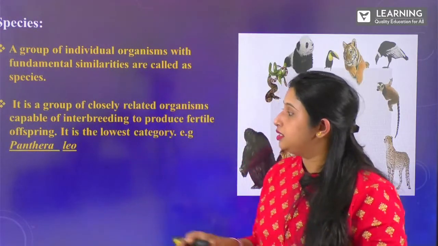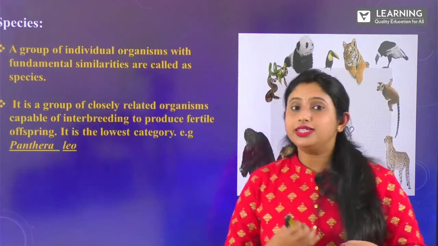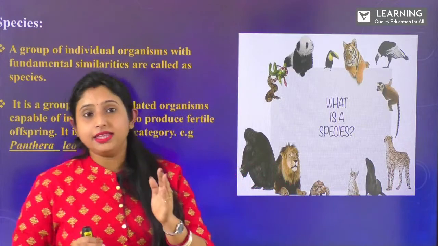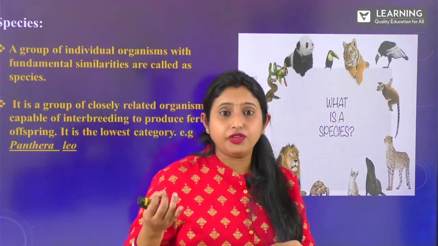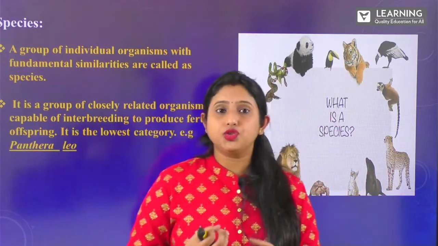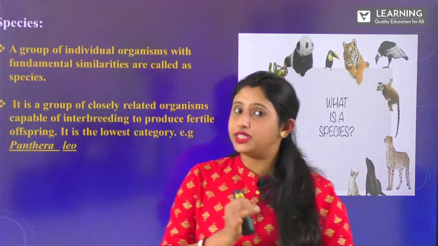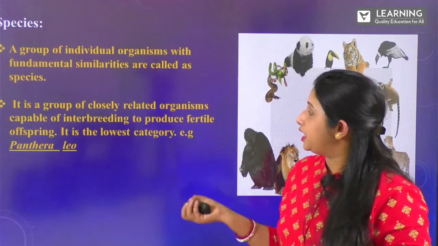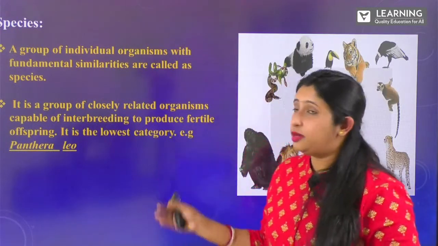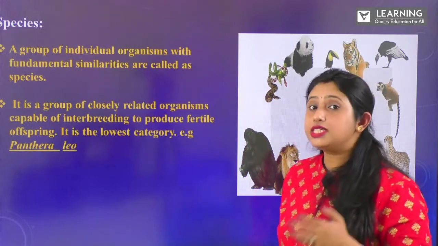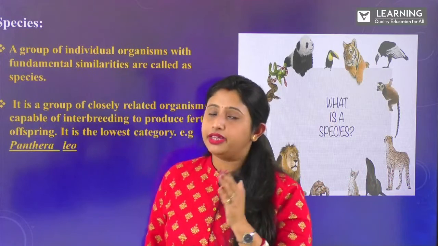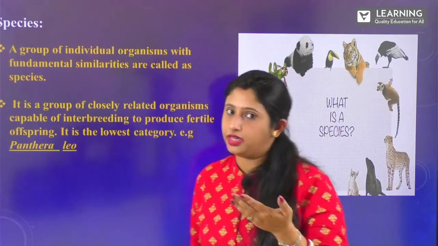For example, Panthera leo is the scientific name of the lion, and Panthera tigris is the scientific name of your tiger. All of these are categorized together because of their similarities. Clear? And they can interbreed and produce offspring. So that is all about your species, which is the lowest category, the lowest rank in a taxonomic hierarchy.